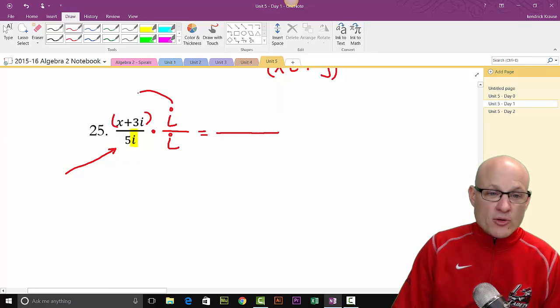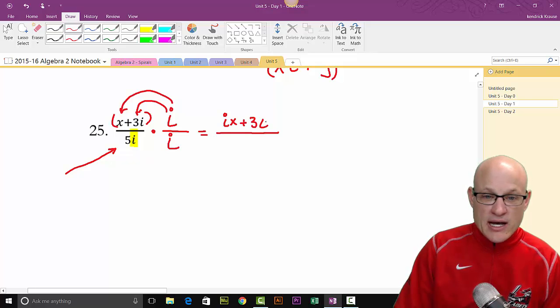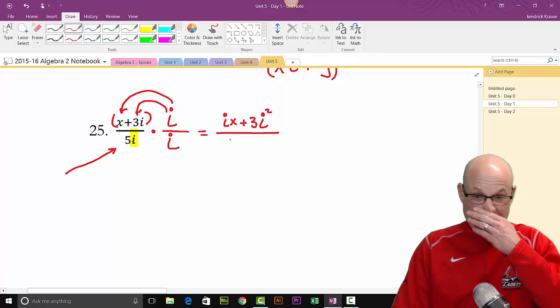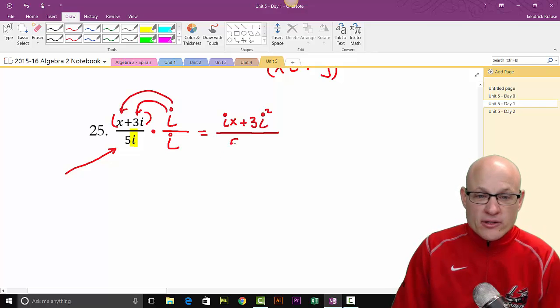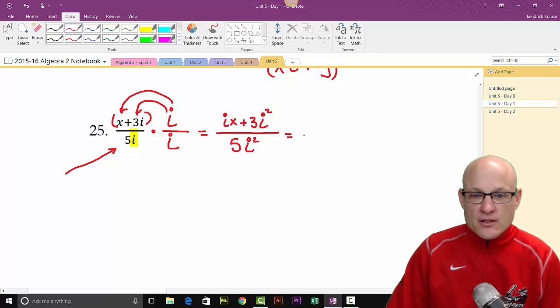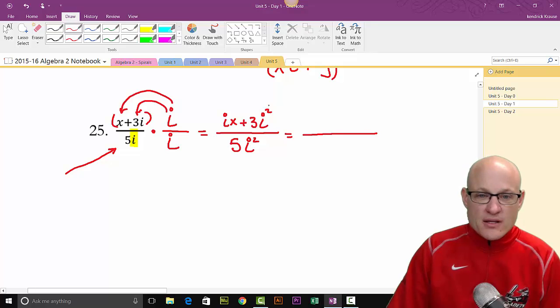So in the numerator, I'm going to multiply i times x, and I get ix. And then i times 3i is plus 3i squared. In the denominator, I'm slowly going to do it. It's 5i squared. So this is really negative 1. So what I have here is ix minus 3 all over negative 5.